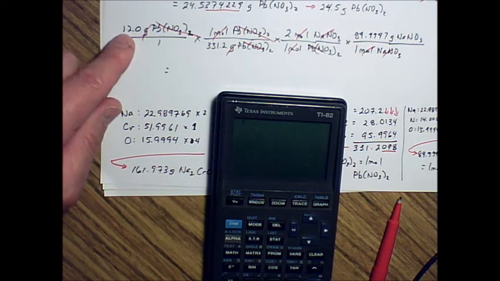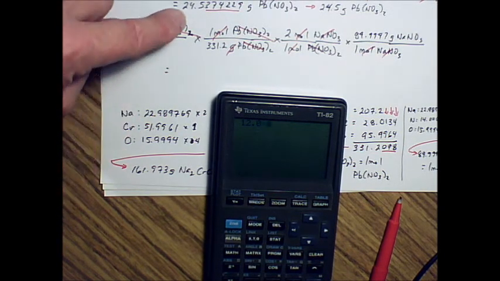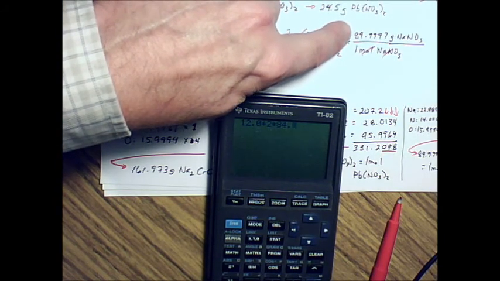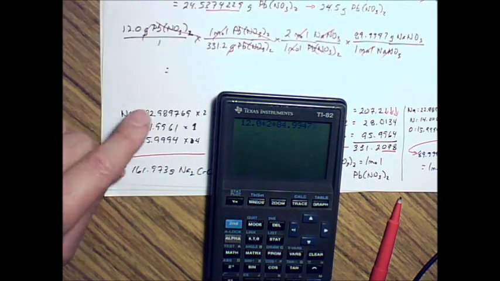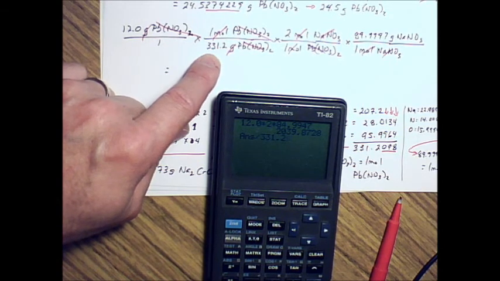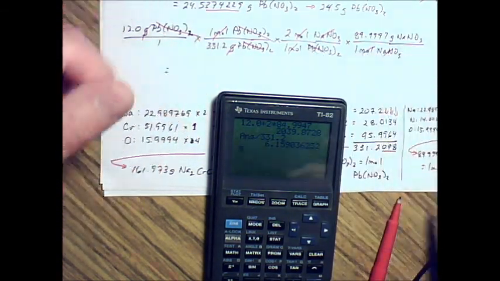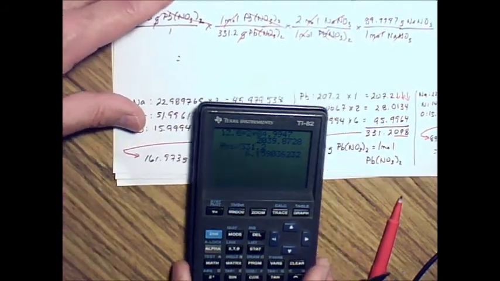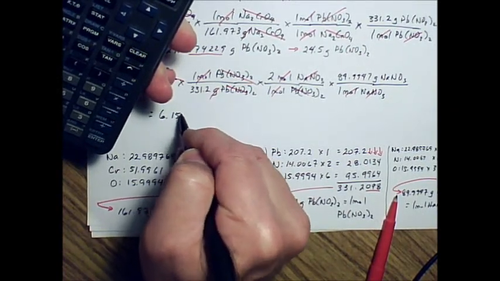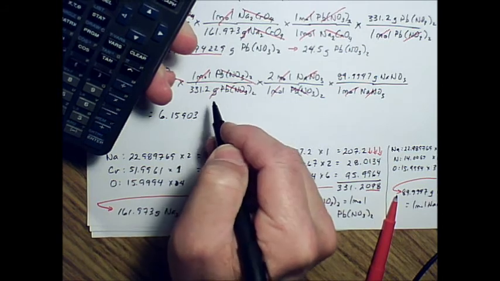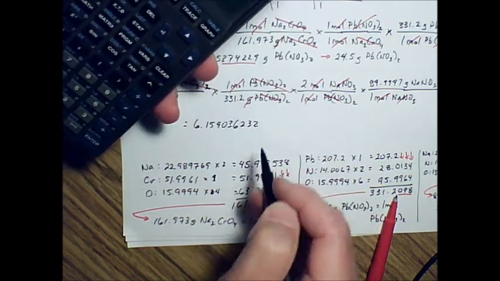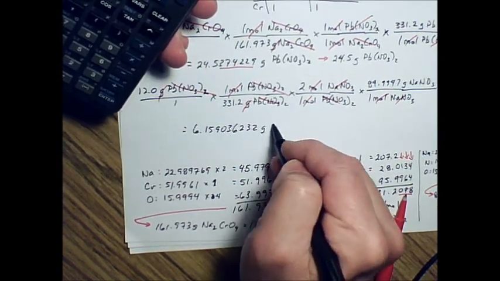Okay, so we want 12.0 times 2 times 84.9947. Going to hit enter and then hit the divide button and put in 331.2. I don't need to do division by 1 because that gives us the same answer we started with. So I get 6.1590, I'm sorry, 6.1623 or rather 6.232. And that's grams of sodium nitrate.